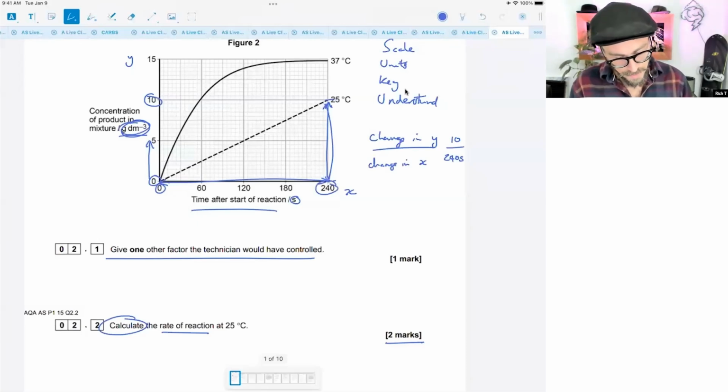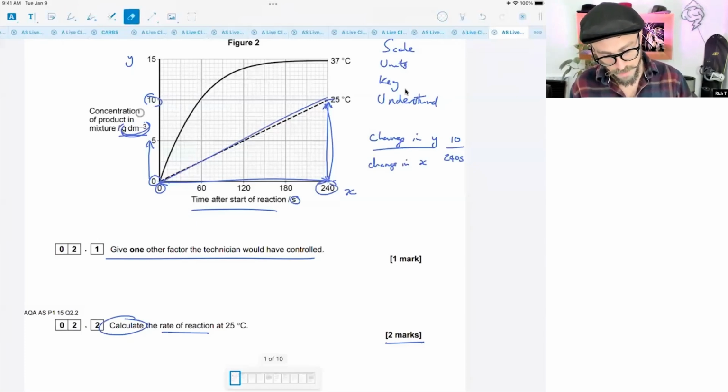So this is a straight line. If I'm going to just run some different scenarios here, let me get rid of all of this.